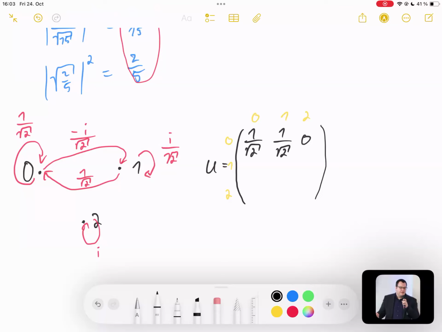So the first entry is the edge from 0 to 1, which is minus i divided by the square root of 2. Then the loop, which is i divided by the square root of 2, and the 0 in the last row is just the loop in position 2, which is i.